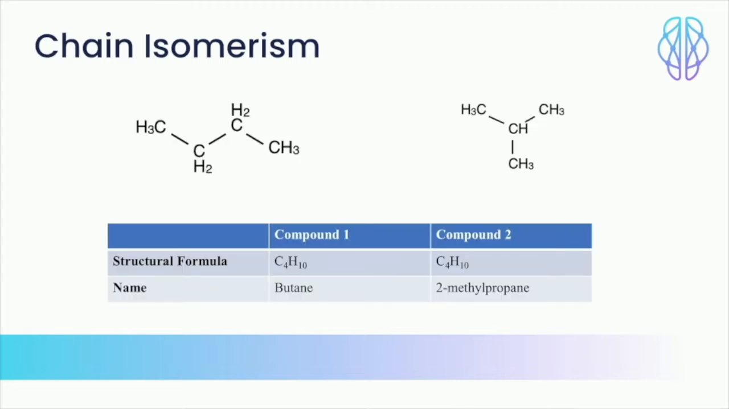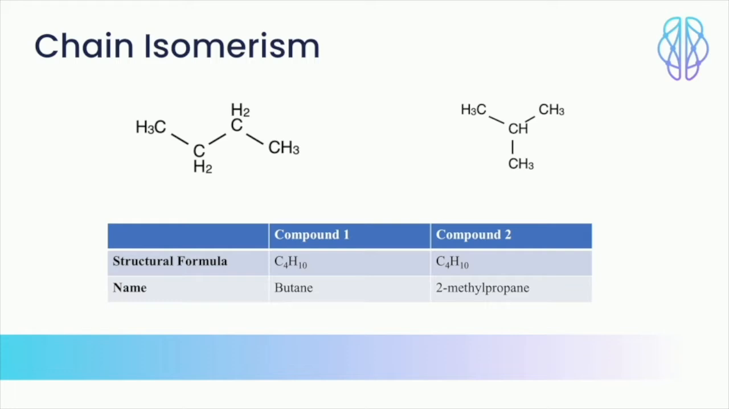So the first type of isomer that we're going to go over is what's known as a chain isomer. On the left-hand side, we have a linear molecule. This is butane. So meth, eth, pro, bu, all single bonds, so that's butane. On the right-hand side, we have 2-methylpropane. So meth, eth, pro, so this is the main carbon chain, and there's a methyl group on the second carbon. So that's 2-methylpropane.